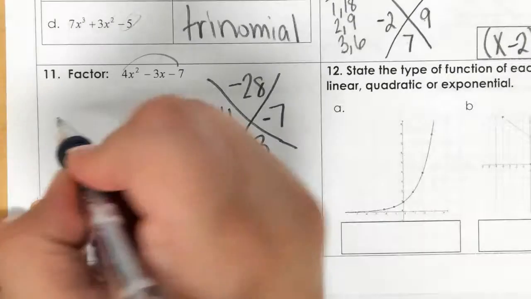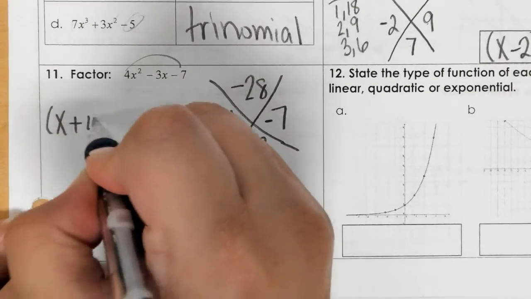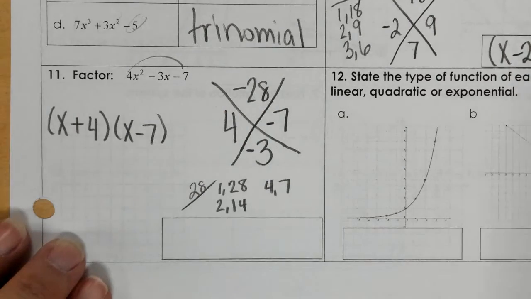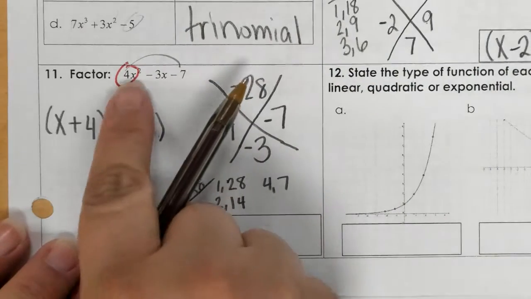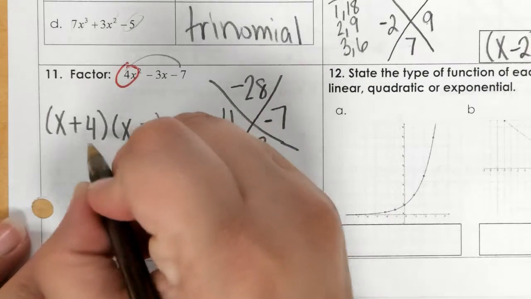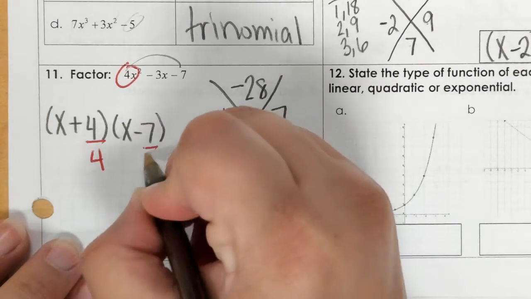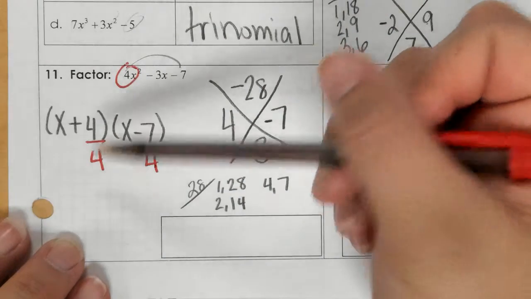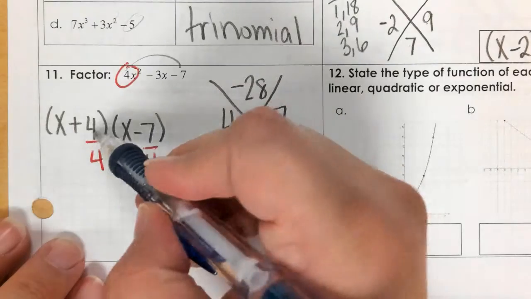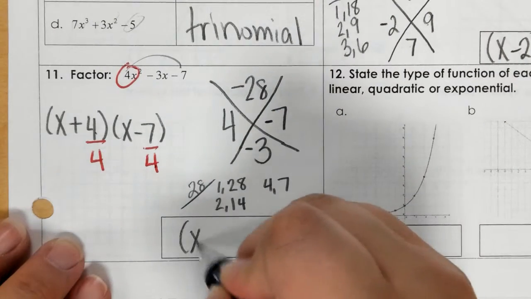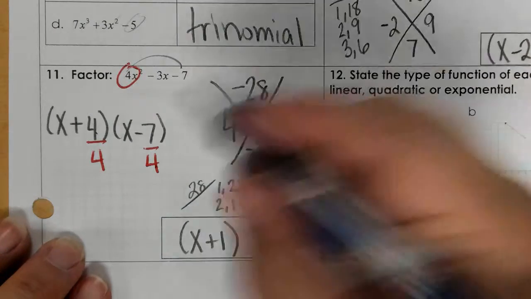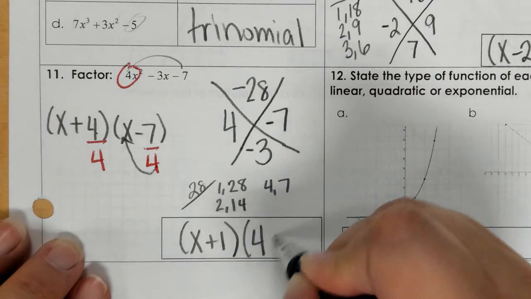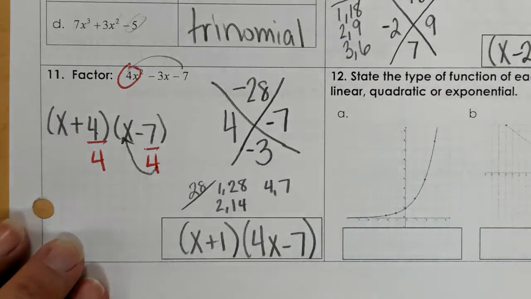So I would have x plus 4, x minus 7. I look at the first number in the problem, and that's a 4. So I need to divide by that for bottoms up. And then I ask myself, can I divide this evenly? And I can. So 4 divided by 4 is just 1. And then for this one, I bring the 4 up, and we have 4x minus 7.